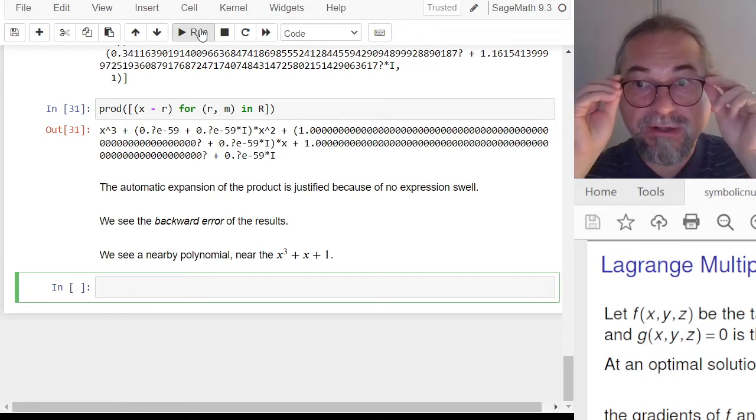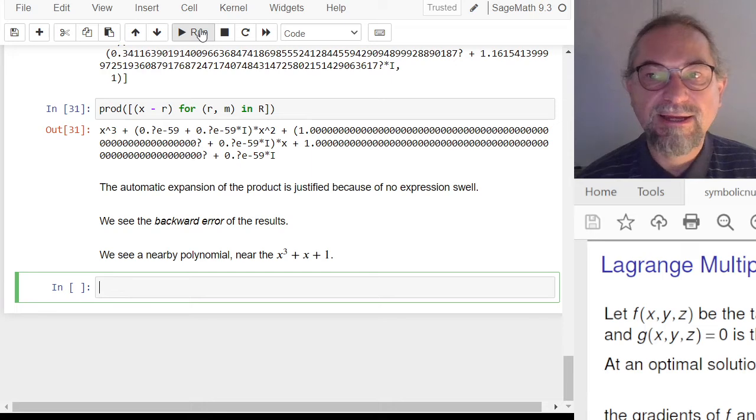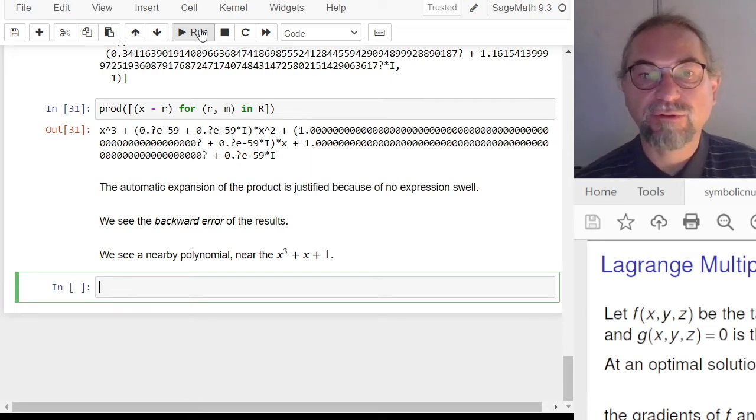A symbolic numeric computation, a symbolic numeric factorization, in addition to the symbolic factorization with the formal roots and the numerical factorization over the complex roots. So this symbolic numeric factorization still has a geometric interpretation, but also comes with guarantees on the accuracy.